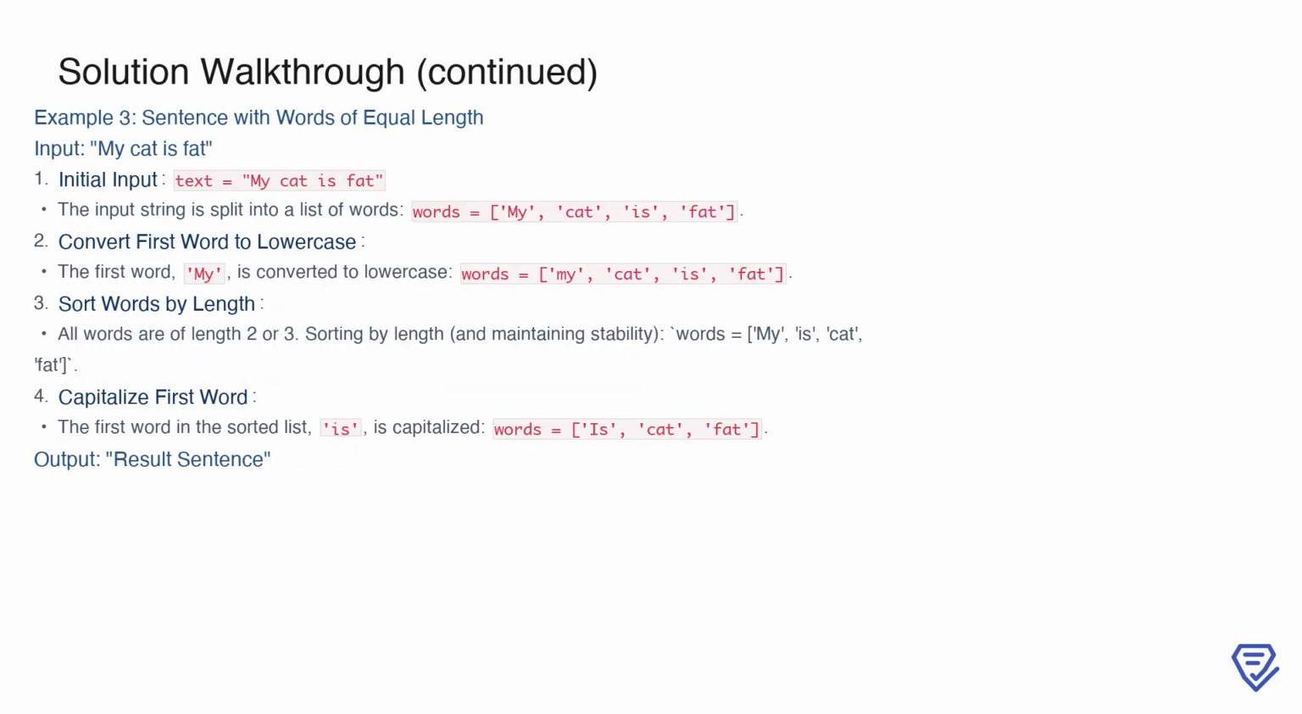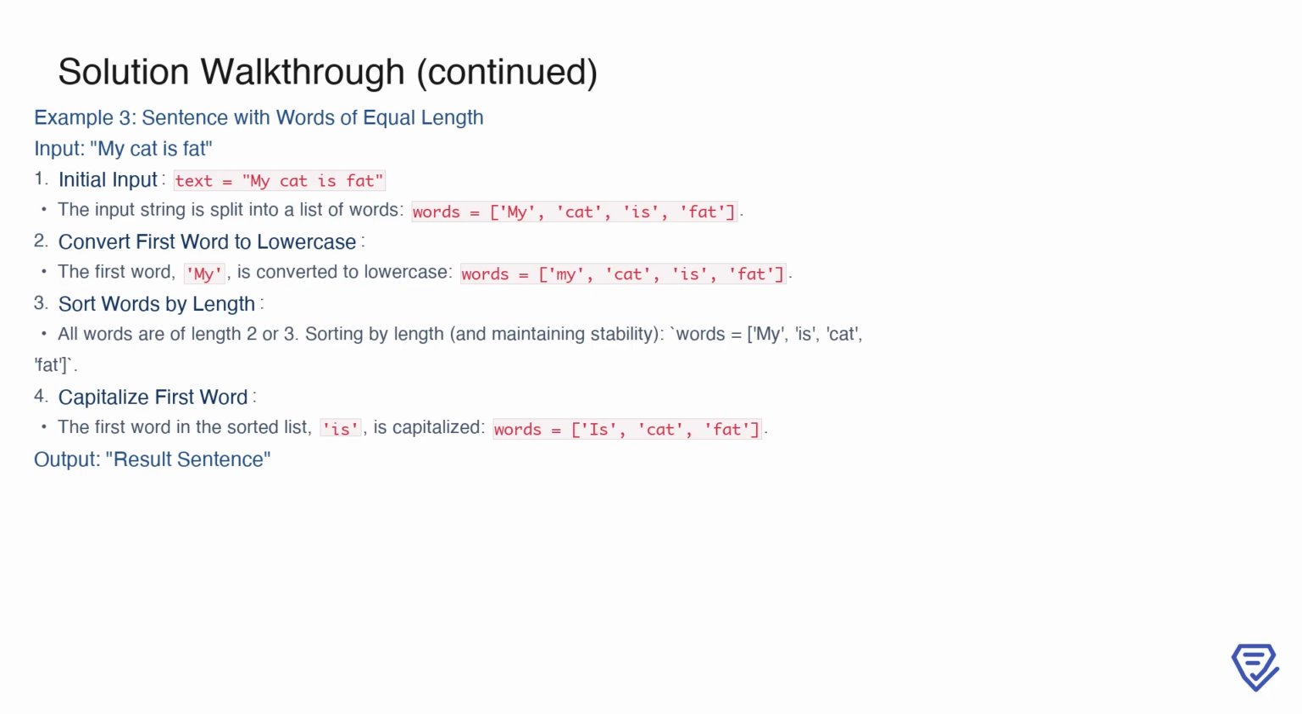Now consider an example where all the words have either the same or very similar lengths, such as the input, My cat is fat. First, the input string is split into a list of words, giving us, My cat is fat. The first word, My, is then converted to lowercase, resulting in, my cat is fat.